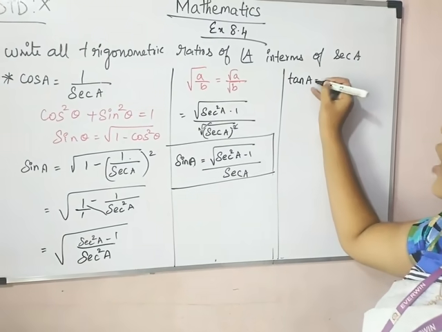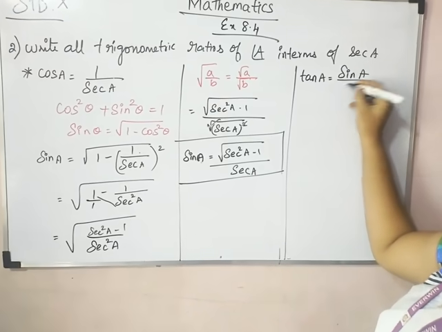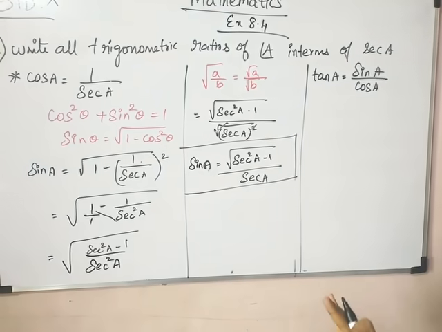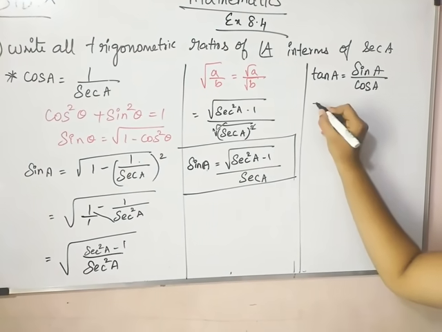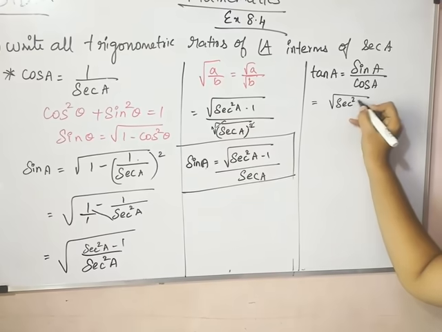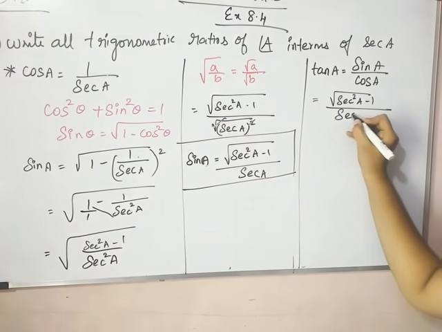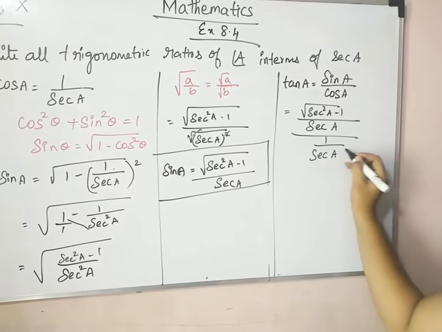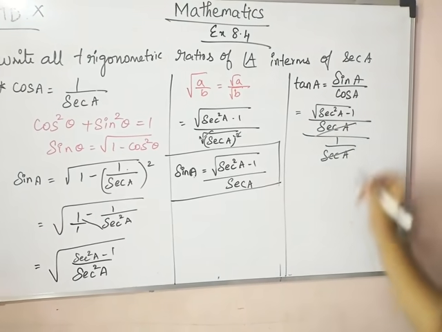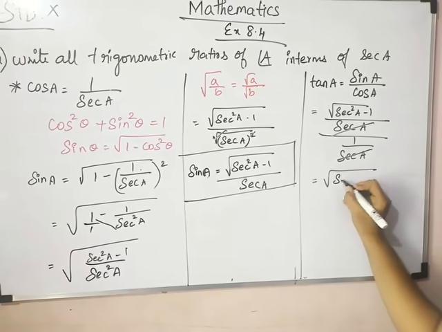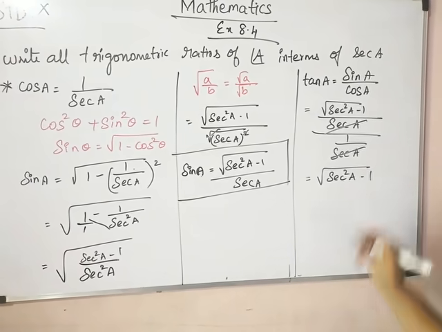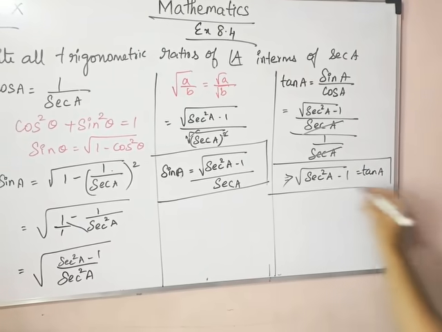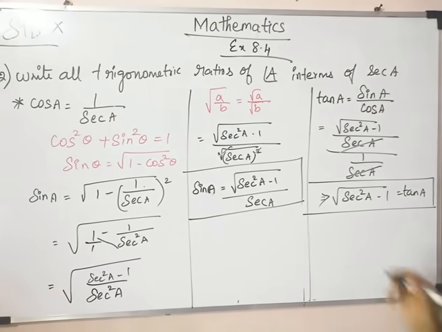Tan A is nothing but sine by cos, isn't it? So we know already the sine value as well as the cos value. What is sine? Root of secant square A minus 1 divided by secant A. What is cos? 1 by secant A. Can we cancel secant A, secant A? So what would be the tan value? Root of secant square A minus 1, which is nothing but tan A. So we have represented tan in terms of secant.